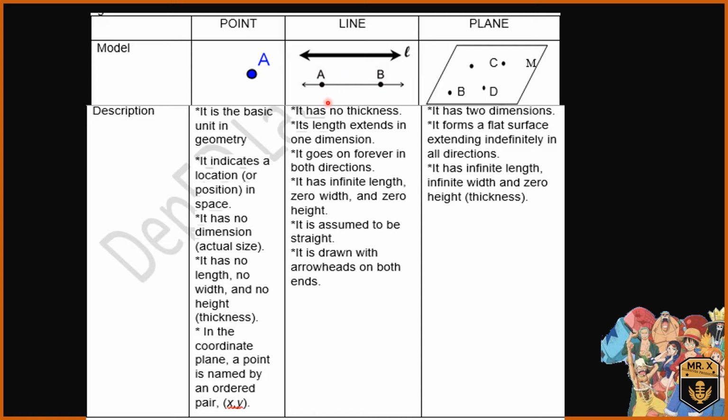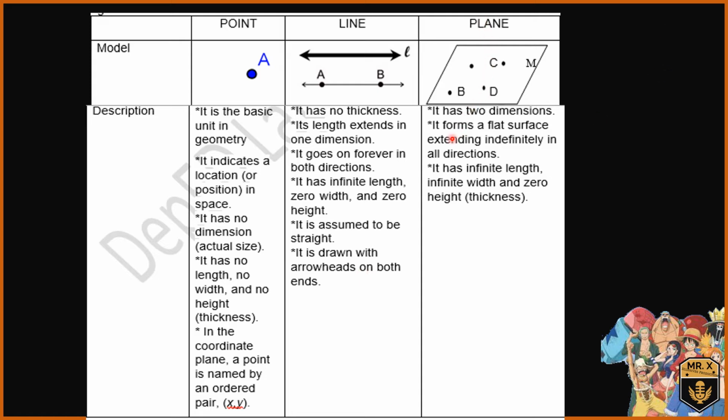A line is described as having no thickness. Its length extends in one dimension. It goes on forever in both directions. It has infinite length, zero width, and zero height. It is assumed to be straight. It is drawn with arrowheads on both ends. That's why it has arrowheads, right? It signifies that it is infinite. Its extension has no end.